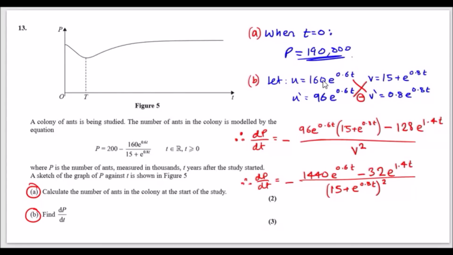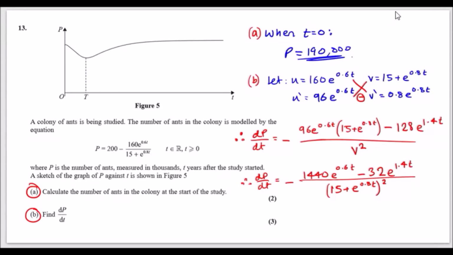So let u equal the top half. And if you differentiate this, well, drop the power down. So 0.6 comes down, and 160 times 0.6 is 96. And you just copy it back. Same for here. Differentiating this time, 15 vanishes, and then you have e to the 0.8t. So differentiating this, the power term 0.8 drops. So you have 0.8 times e, and then copy it down.